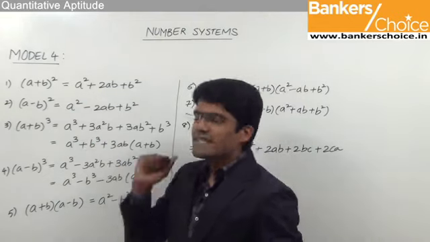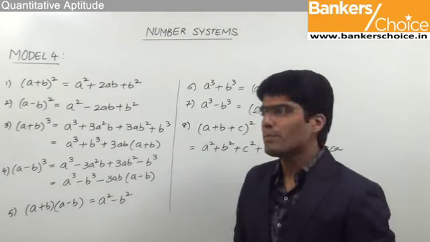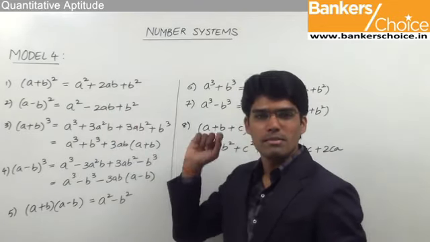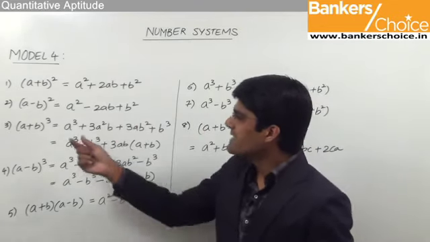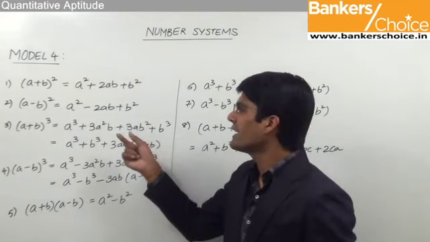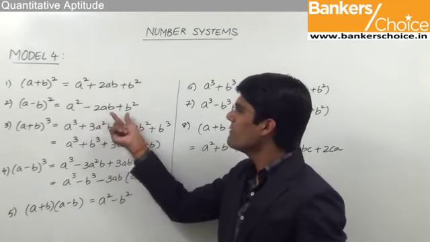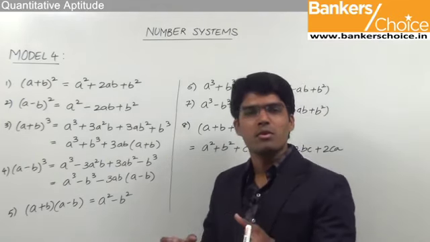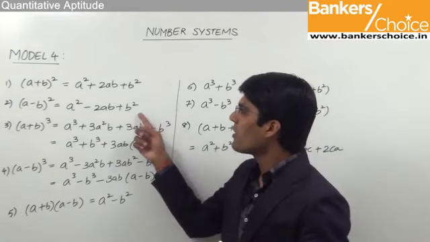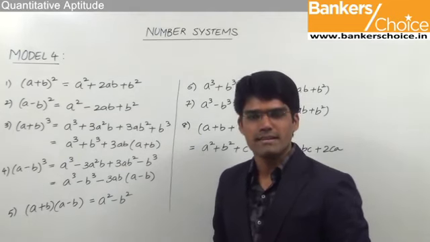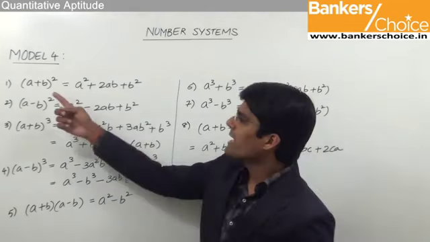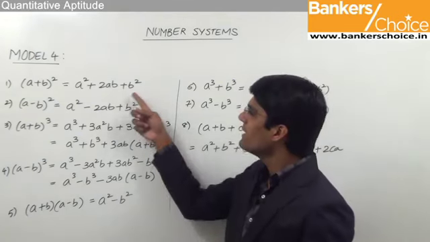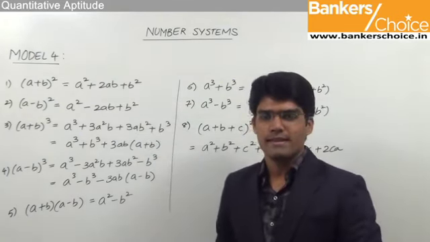The first one here is (a plus b) whole squared. (a plus b) whole squared is equal to a squared plus 2ab plus b squared. Next is (a minus b) whole squared. That should be taken as a squared minus 2ab plus b squared. That means when (a plus b) whole square or (a minus b) whole square is expanded, the product obtained will be as shown on the right hand side.